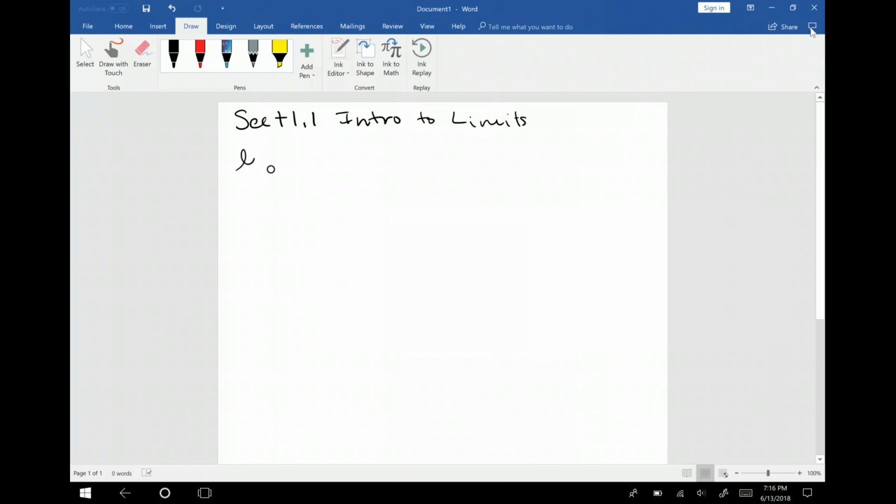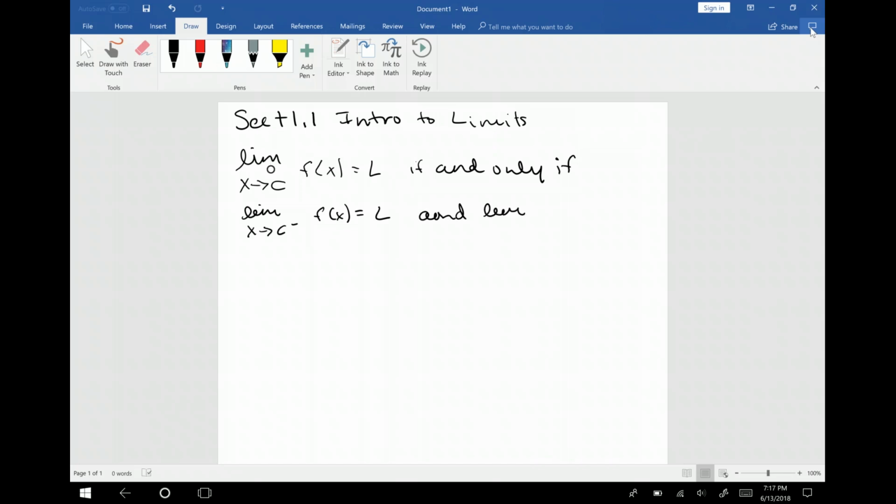One of the big things in this section is some of the notation we'll be using: the limit as x goes to c of some function f of x is equal to L. This is the definition of limits that you have in the book. If and only if the limit as x goes to c from the left, with this little minus sign, is equal to L, and the limit as x approaches c from the right of the function is also equal to L. So that's our definition of a limit.